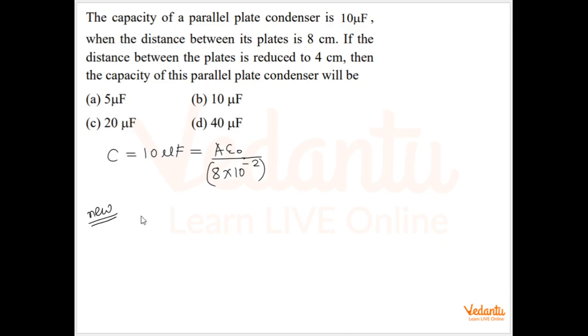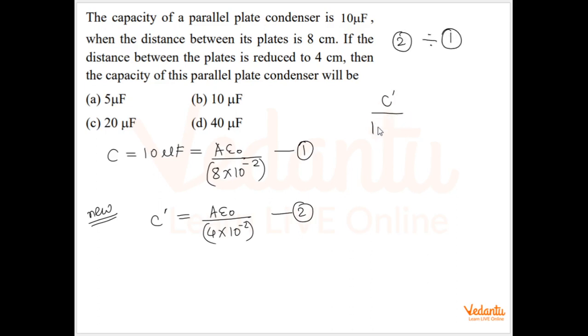So you will say, beta, that the new capacitance C dash will be given by A epsilon naught upon 4 centimeters, 4 into 10 power minus 2. Now, in order to calculate that, my dear bacha log, I will just divide the two equations, 2 divided by 1. When I divide, I will get C dash divided by 10 microfarads is equal to 8 into 10 power minus 2 upon 4 into 10 power minus 2. A epsilon naught will get cancelled out. This will give me C dash is equal to 20 microfarads. Option C will be the correct answer.